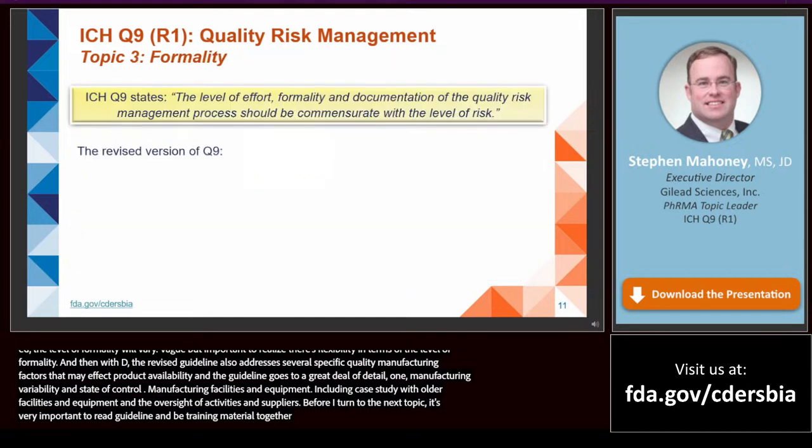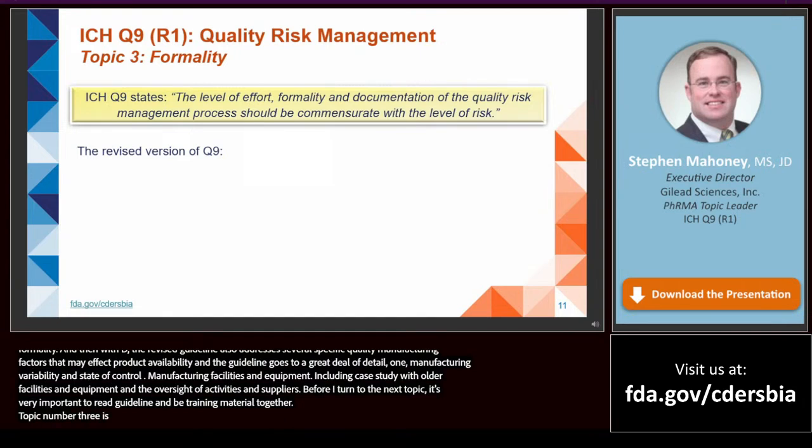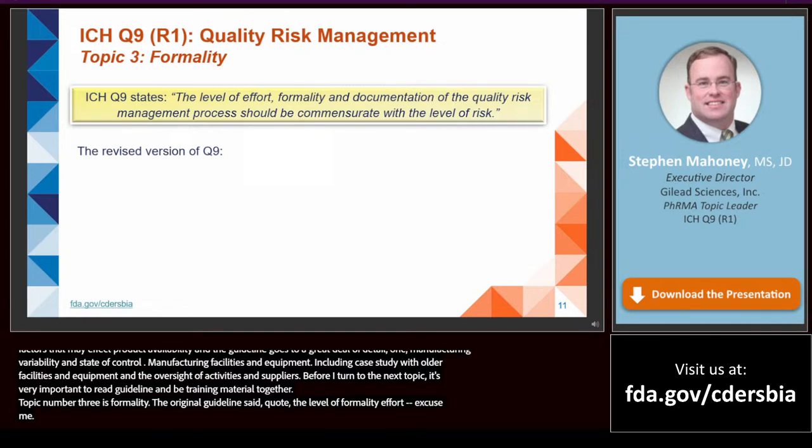Topic number 3 was formality. The original guideline said, quote, "the level of effort, formality, and documentation of the quality risk management process should be commensurate with the level of risk." Again, I think this sounds great and no one can argue with it, but it begs the question, well, what does formality in QRM actually mean?